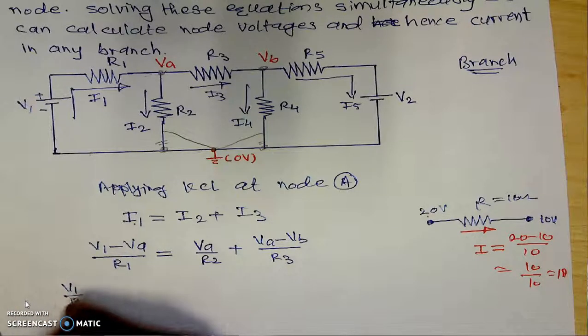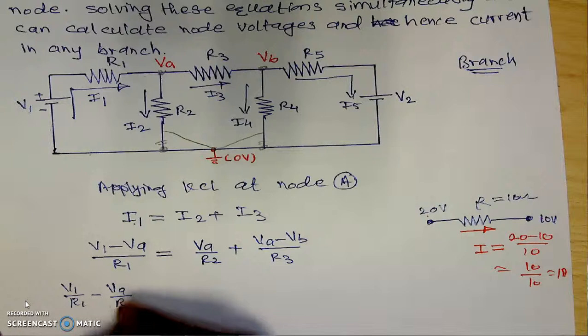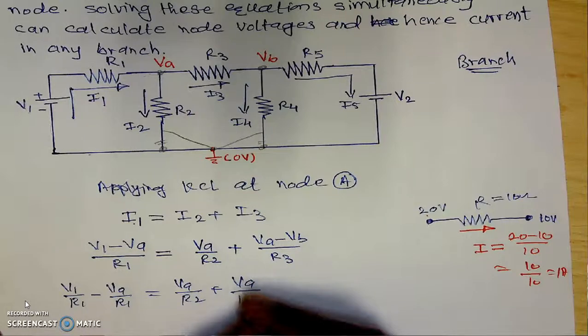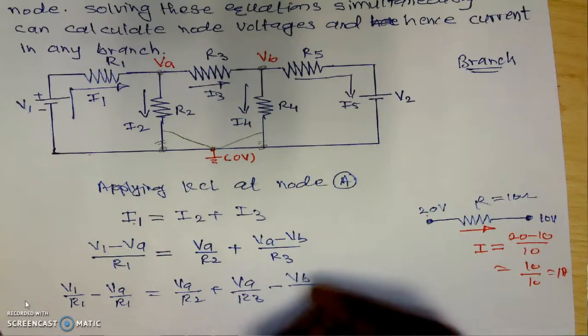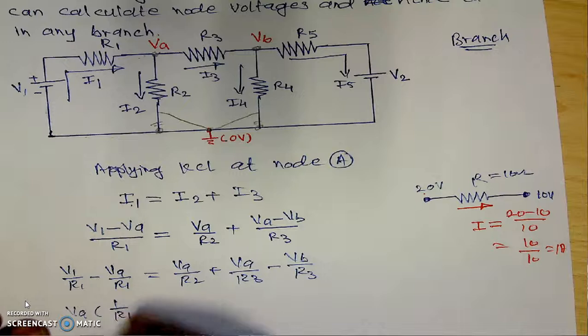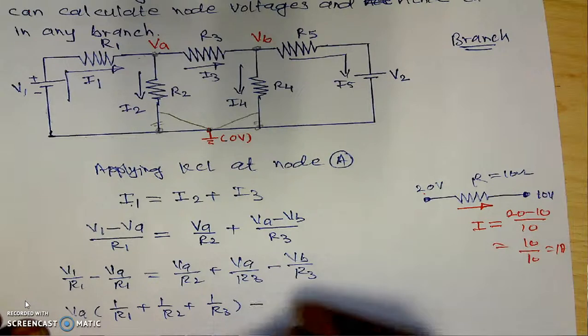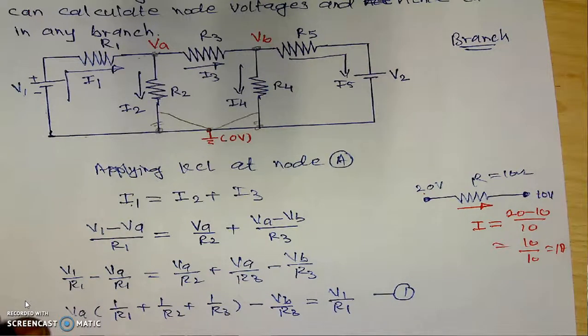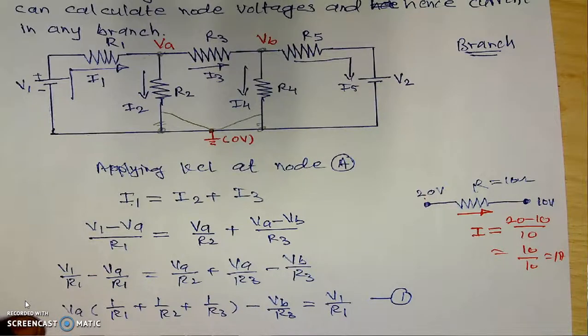Now if we simplify this equation, it will be something like this. That is V1 upon R1 minus VA upon R1 is equal to VA upon R2 plus VA upon R3 minus VB upon R3. Now we will separate the terms. I will shift this VA to the other side and take VA as common. VA in bracket, 1 upon R1 plus 1 upon R2 plus 1 upon R3, minus VB upon R3, which is equal to V1 upon R1. This is equation number 1. Now we have this equation number 1 for node A.